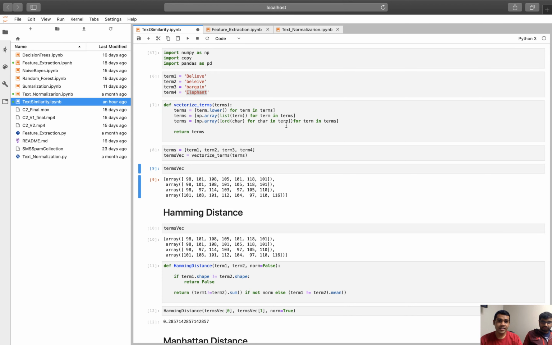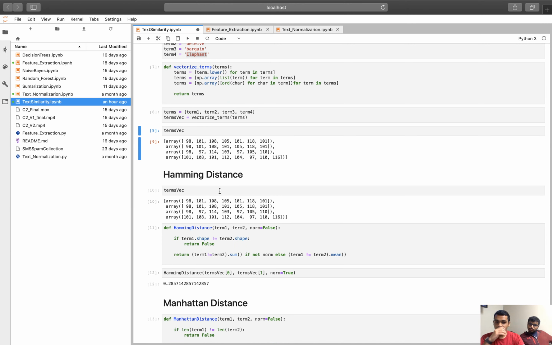Again, all these characters are normalized. That means every character is taken in lowercase, because we do not care if the letters are capitalized or lowercase. We only care if they are equal. So that's why capital B and lowercase b both have the same ASCII value. So this is my NumPy array.